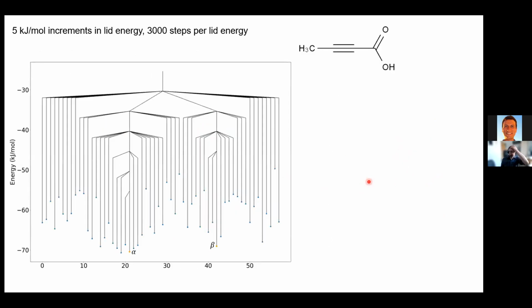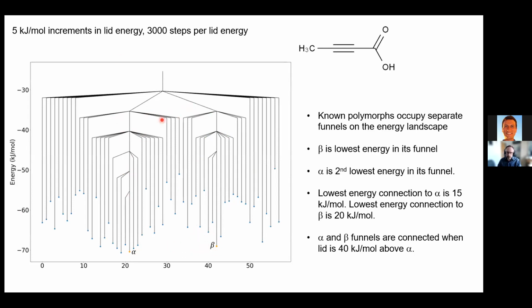And this is what we get out from the simulations. So this is now in a box. It still only contains 2 molecules, but with no other symmetry constraints on it. And we see, similar to the co-crystal, this sort of dual funneled energy landscape. Alpha and beta are not connected until fairly high energy. So they get connected about 40 kilojoules per mole above the lower energy form, alpha.